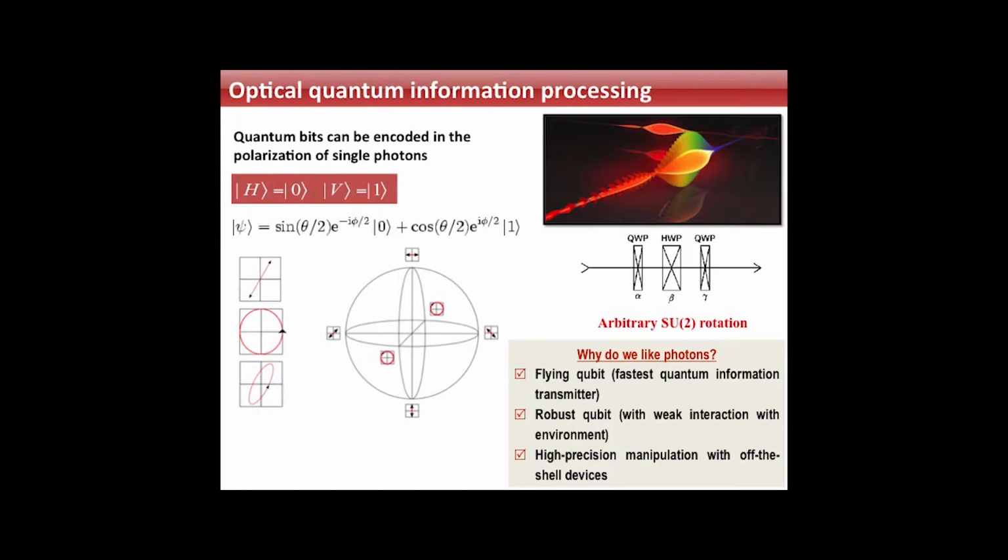If the photon is transmitted, then it's 0. If it's reflected, then it's 1, because of this projective measurement. We like photons because they are very robust, they are flying qubits, they are very fast, and they have weak interactions with the environment. To be useful for these quantum applications, as I mentioned before, quantum key distribution, quantum teleportation, and computation, there is a special list we look for. One is being single photons, and the other is having high indistinguishability.